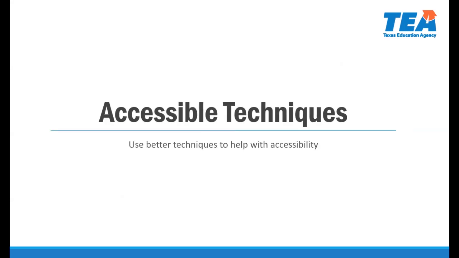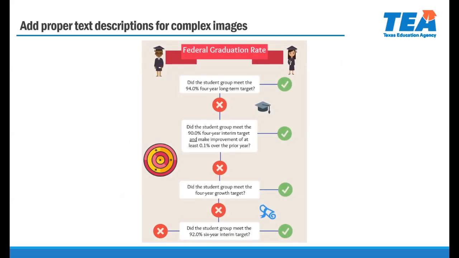To insert media on your presentation, click on Insert, and then select Video or Audio from the ribbon. Here are a few techniques that will help with accessibility on PowerPoint. Add proper text descriptions for complex images.